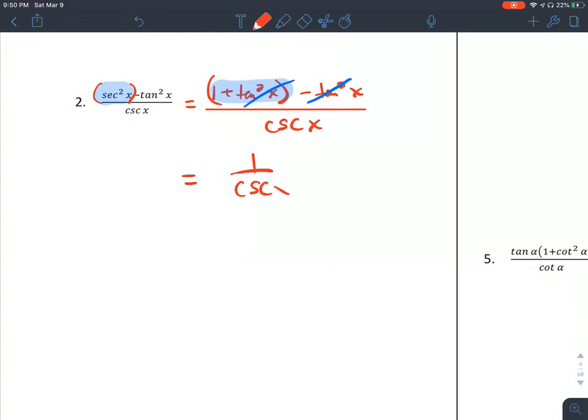Now we get 1 over cosecant of x. We can't leave our answer this way because the directions say it has to be in terms of sine and cosine. Take a glance at the front of your notes. The front of your notes says that 1 over cosecant of x is the same as sine of x. So that is as simple as it gets. Done.